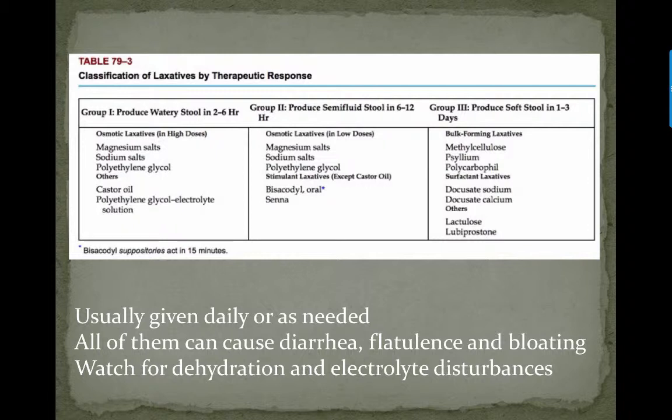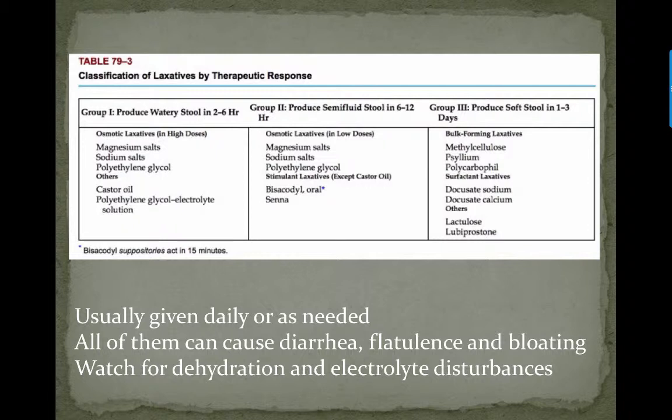Many times physicians or other licensed providers will simply order a variety in a package. They'll look in their order set and order an osmotic laxative, a stimulant laxative, and they may order a bulk forming laxative. And it's really up to the nurse to choose, a lot of times based on the results, what we're going to give the patient.